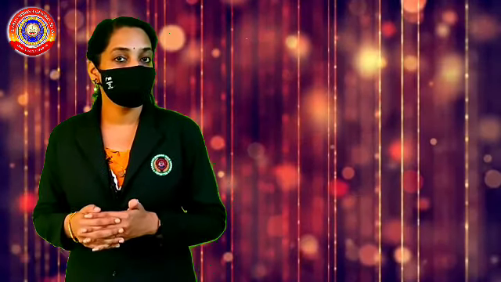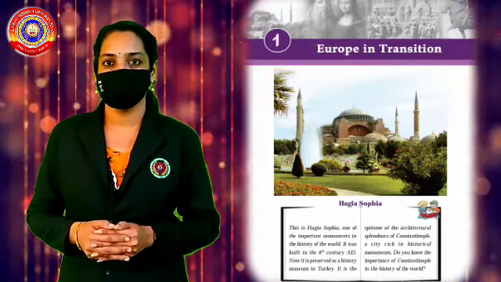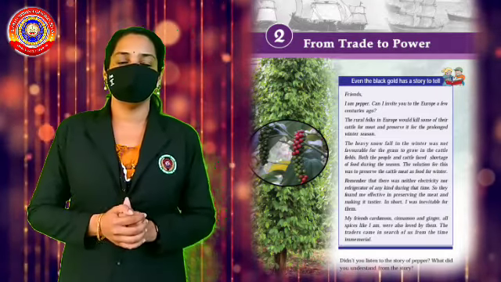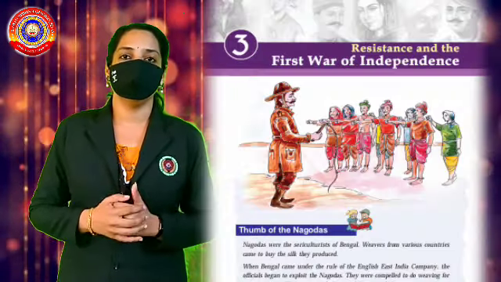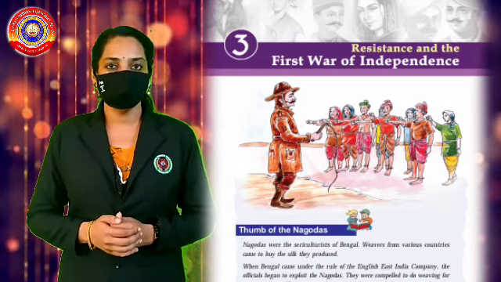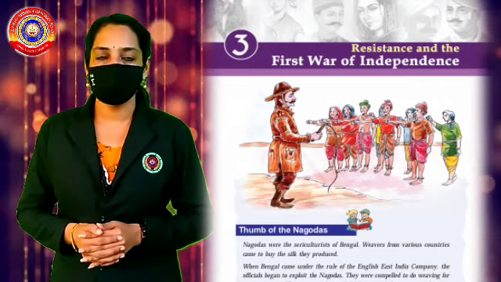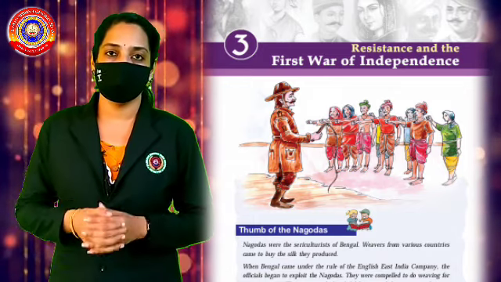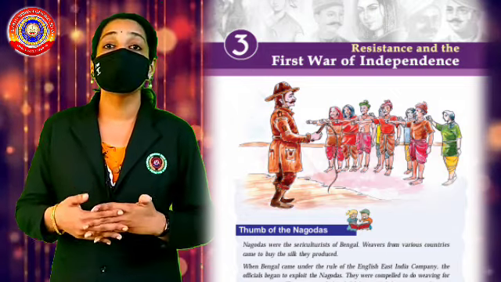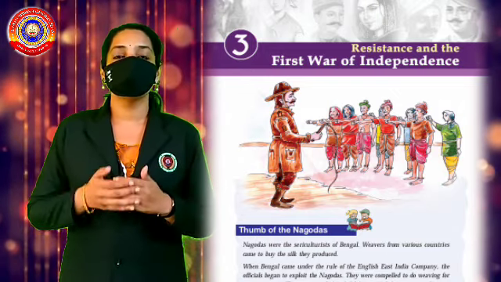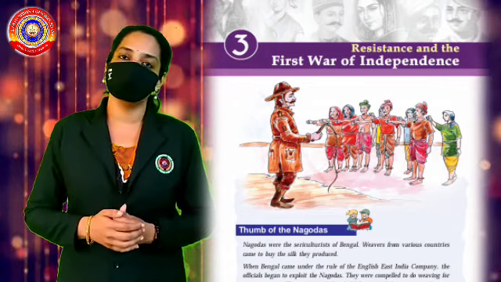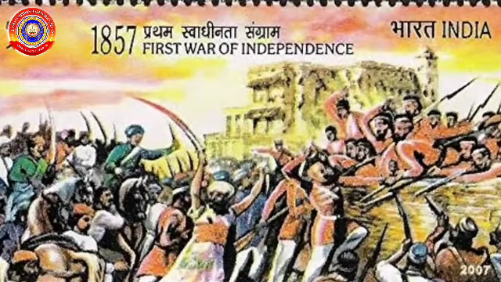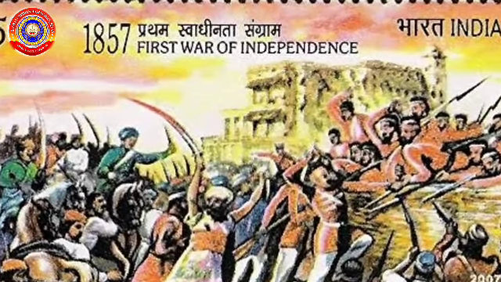So till now, we have completed the first two chapters, Europe in Transition and From Trade to Power. Today, we are starting the third chapter, Resistance and the First War of Independence. Resistance means to fight against someone. In this chapter, we are going to discuss the resistance of different sections of people against the rule of the English East India Company, which led to the First War of Independence in 1857.